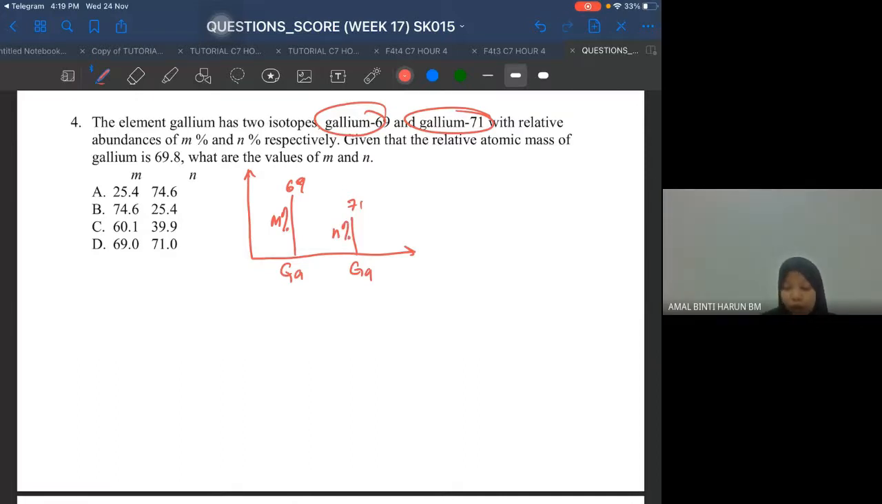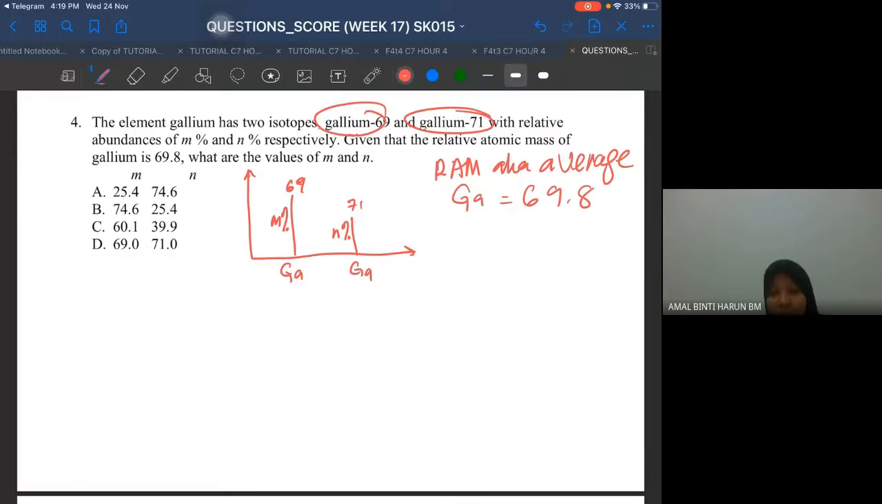Given that the relative atomic mass of gallium, okay, dia punya relative atomic mass ni, aka kalau saya panggil average. Maksudnya average semua gallium adalah 69.8. Macam average berat semua orang lah. Walaupun ada 2 gender, lelaki dengan perempuan kan. So average berat semua orang adalah 69.8.